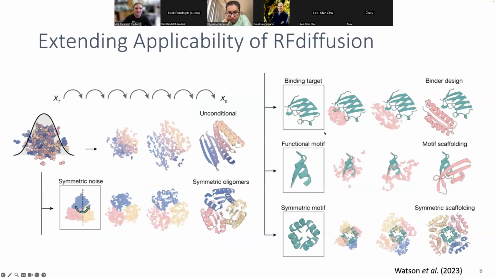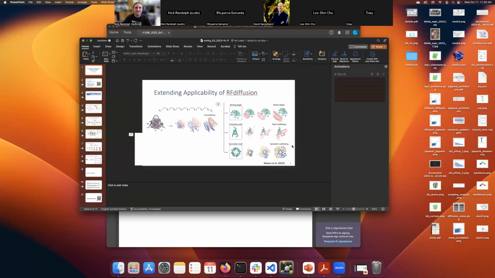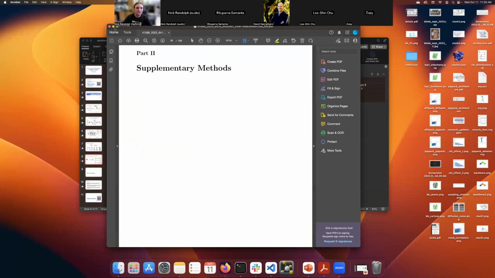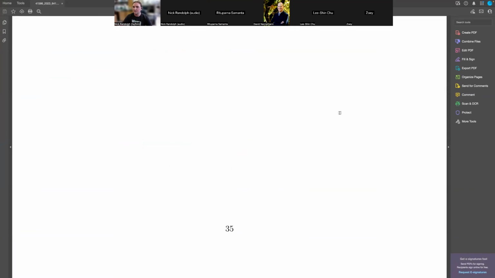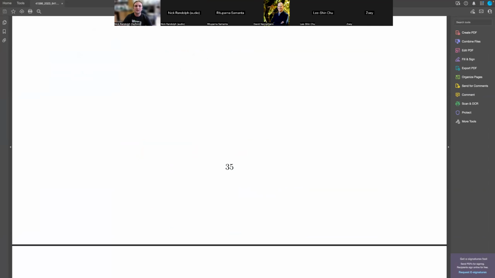Cool. Any other high-level overview questions before we actually open up the paper? All right, let's dive in. So I'm going to switch to the supplemental materials. This is where all the meat of this method actually comes in.